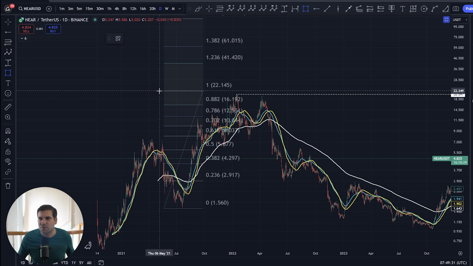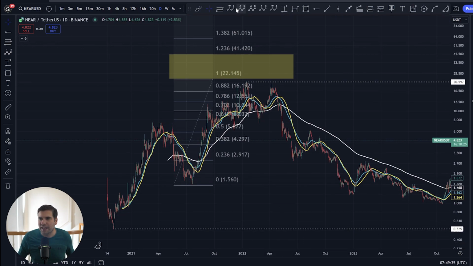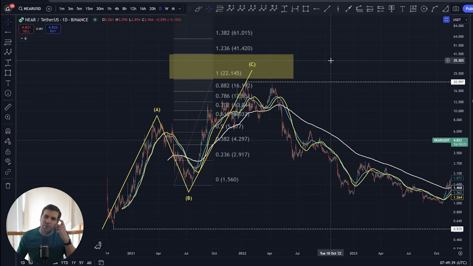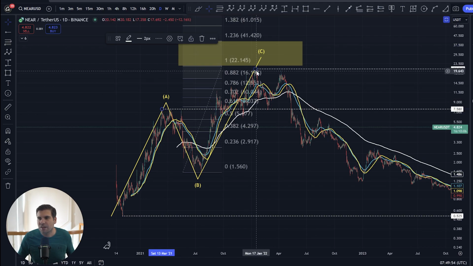The typical range would have been between 1 and 1.236 on the fib scale based on an ABC structure, a zigzag A, B, and C structure. Okay, so we would have been targeting $22.14.5 to $41.42.0. Minimum expectations, though, are at a double top at the A wave, right? So we would have met minimum expectations, we exceeded it, we pushed up.